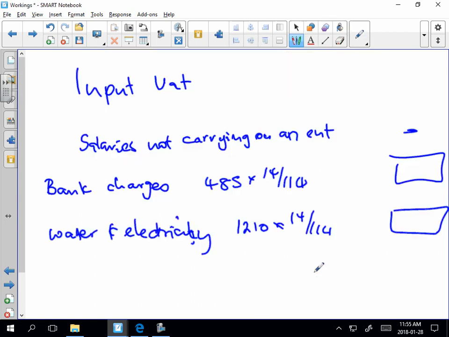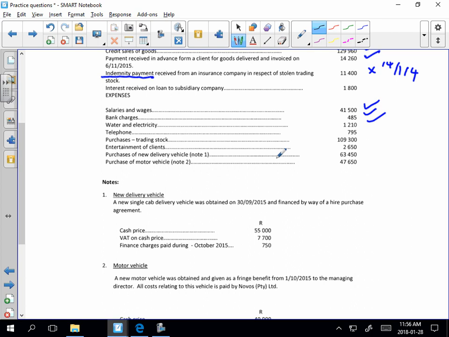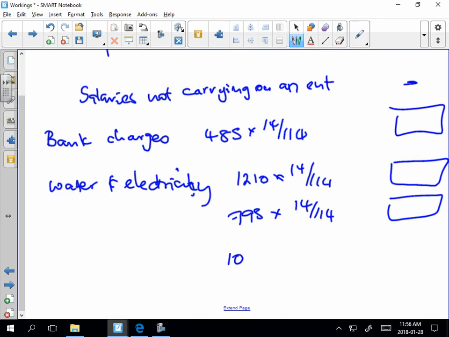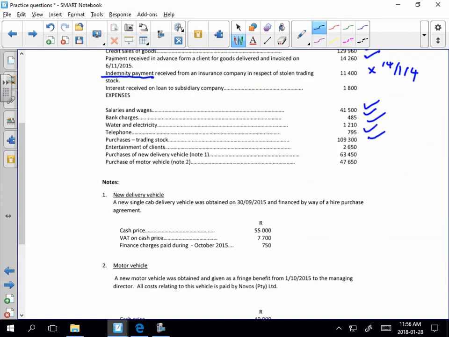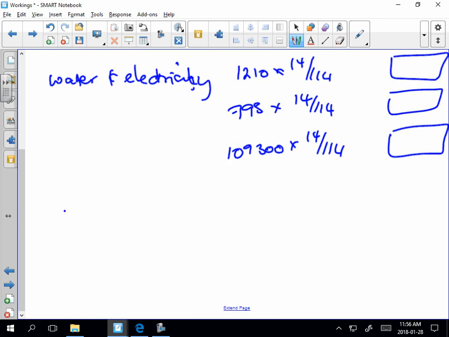Okay, telephone: 795 times 14 over 114. Purchases of trading stock, can we claim? Times 14 over 114. Entertainment of clients. VAT denied.